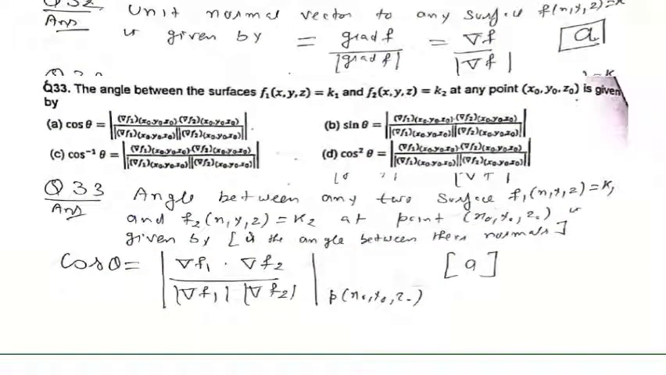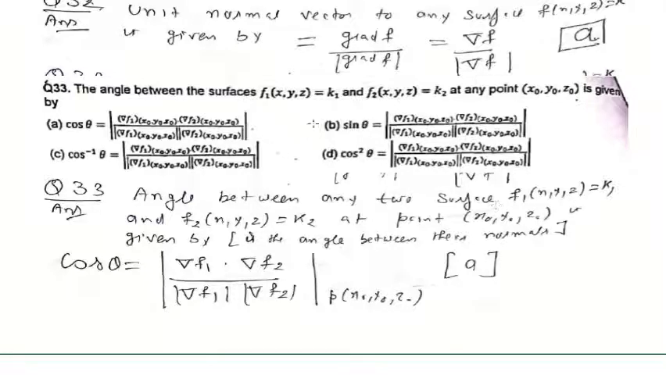Similarly, what is the formula to calculate the angle between two surfaces? We know that the angle between two surfaces is the same as the angle between their normals. How to calculate the normal to the surface? By calculating the gradient: del f1, del f2 are the normals to the surfaces. If you have to calculate the angle between their normals, it is del f1 dot del f2 divided by the magnitude of del f1 times the magnitude of del f2, as a dot b divided by magnitude of a times magnitude of b. So A is the correct option.